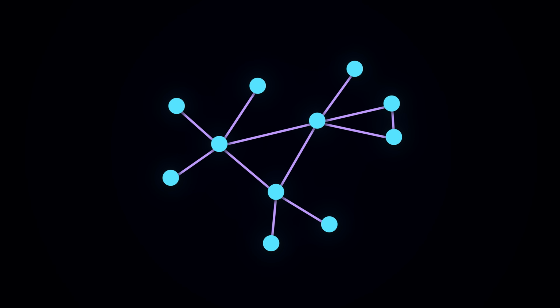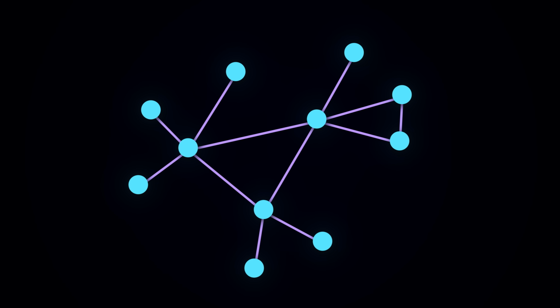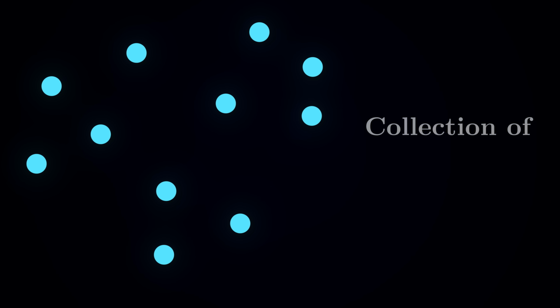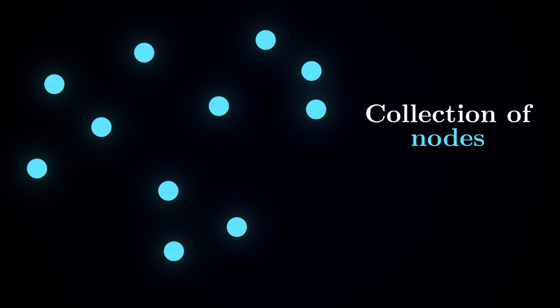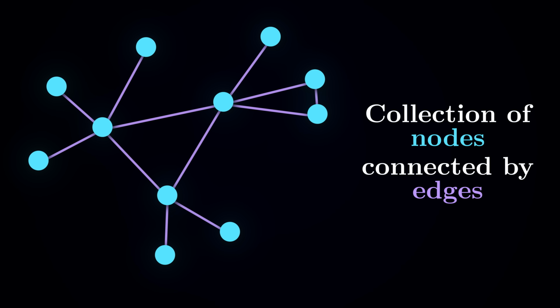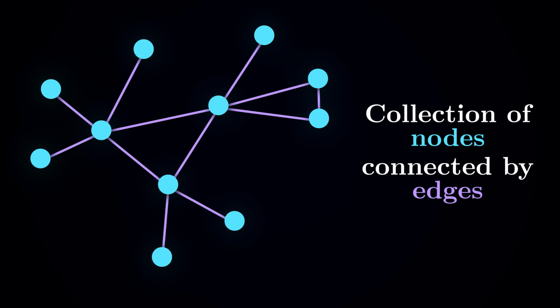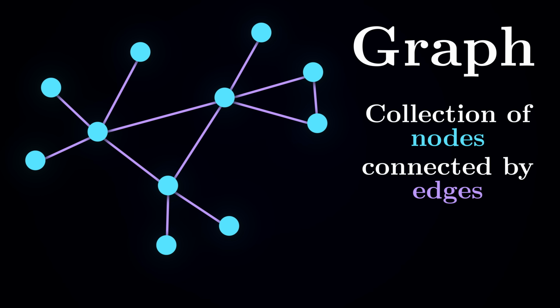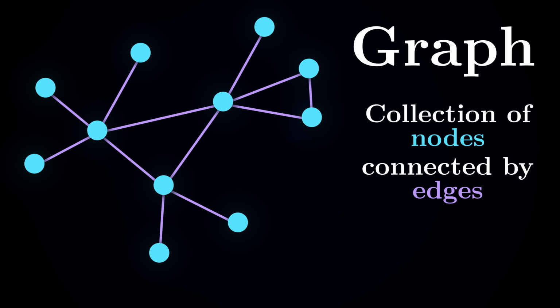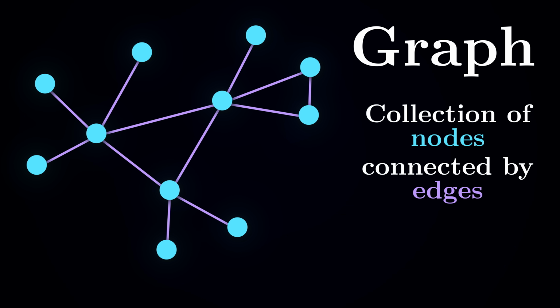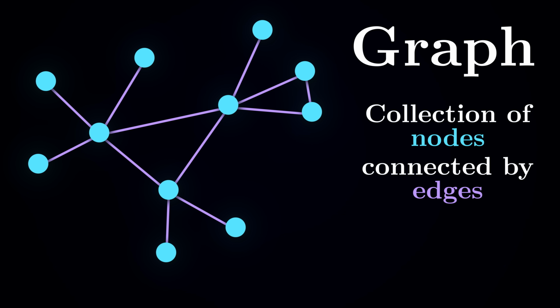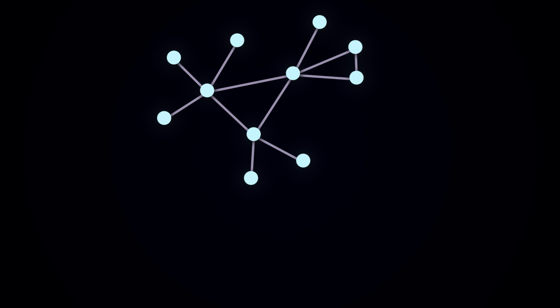Before we begin, let's establish some terminology. At their core, networks are collections of elements, called nodes, connected by links, called edges. Together, nodes and edges form a graph, an abstract representation of the network structure. This abstraction is powerful precisely because nodes and edges can represent many different physical systems.